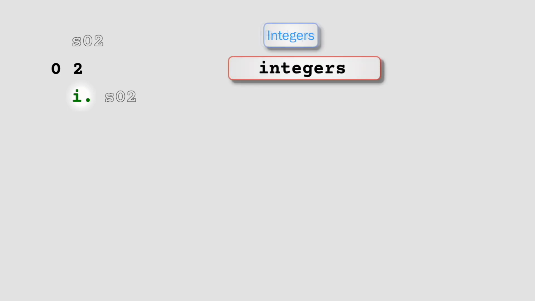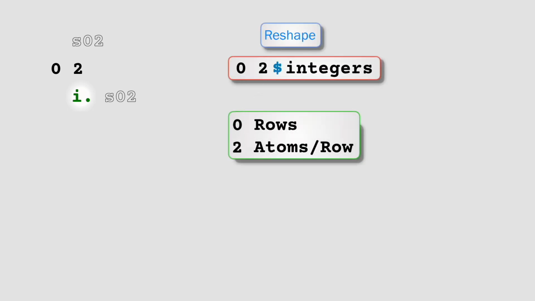If we reverse those 2 numbers to create an argument of 0, 2, we are back in the situation that we found ourselves with 0, 0. The integers are reshaped to 0 rows of 2 atoms, and with no rows, the result is no lines at all. Moving up to 3 integer lists, we go through the same process.